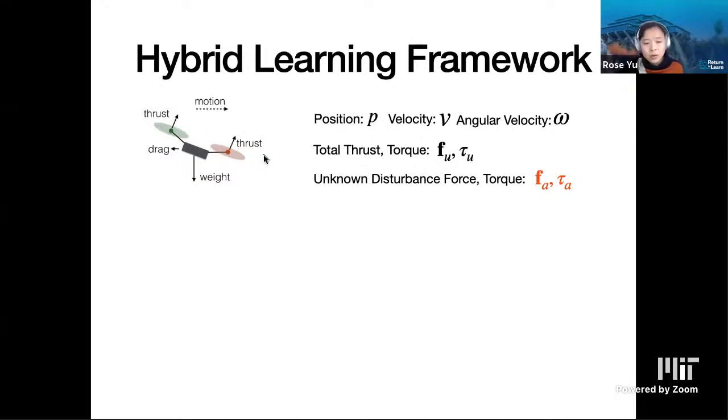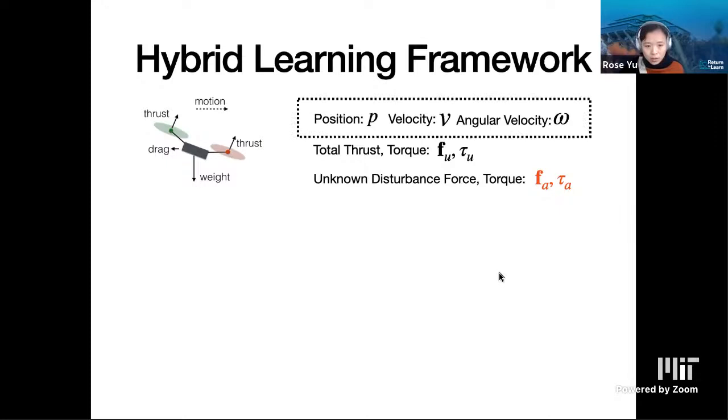In this simple model, we can record the position of the drone P, the velocity V, and the angular velocity omega. And then we can also calculate the total thrust and the total torque of the drone, F of U and tau of U. Every variable in black is either known or can be calculated from first principles. But there are unknown terms, such as the air disturbance force and the air disturbance torque, F of A and tau A, because we cannot accurately simulate the turbulence since it takes forever, right? And we also cannot measure them accurately with sensors.